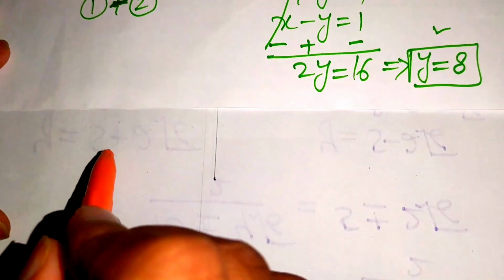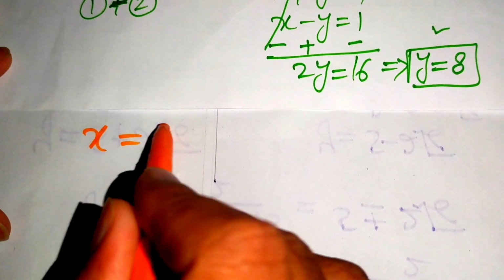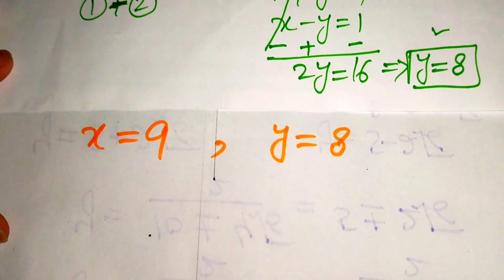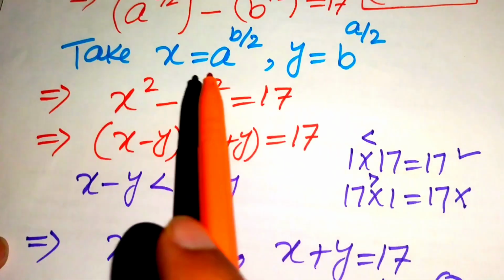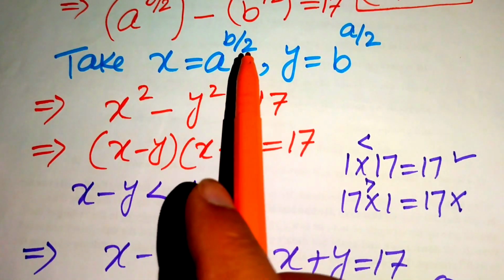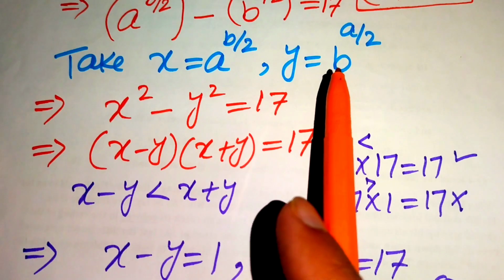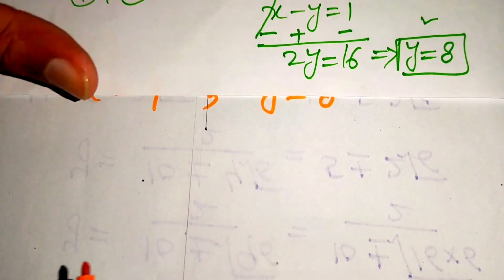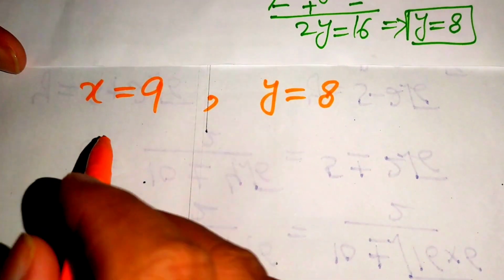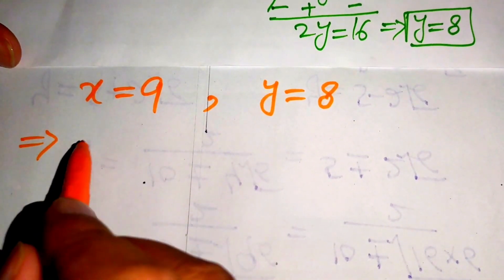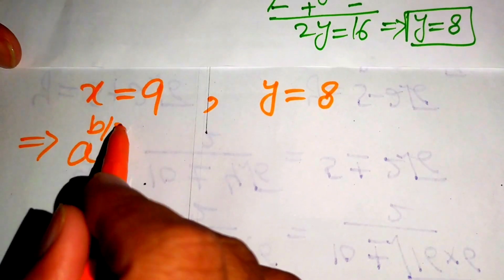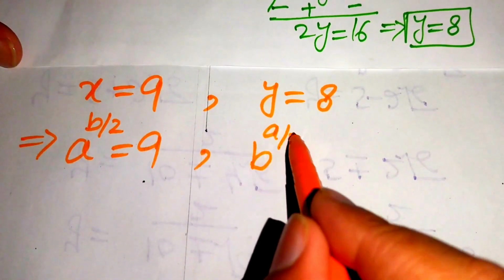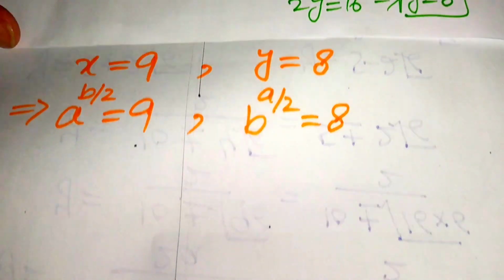And now here we write both of the values. The value of x is 9 and the value of y is 8. So now we back substitute the values of x and y, and you see here we have x equals a to the power of b over 2, and y equals b to the power of a over 2. So we substitute these two values here, and we get its output in this form. So we have a to the power of b over 2 equals 9, and y equals b to the power of a over 2 equals 8.